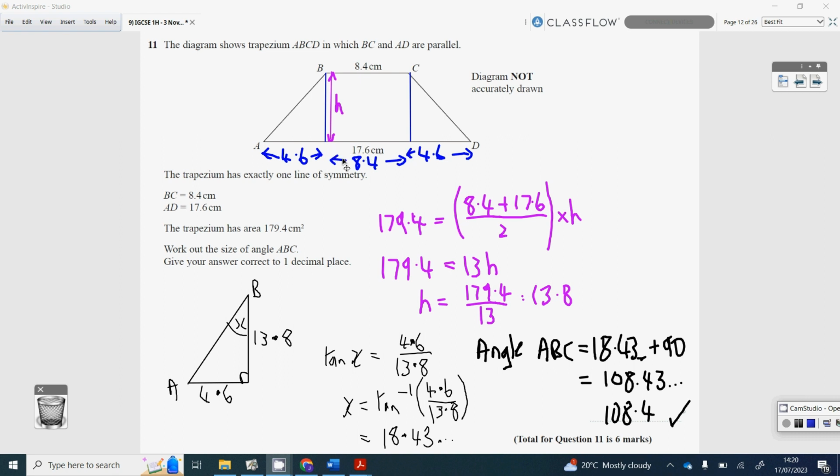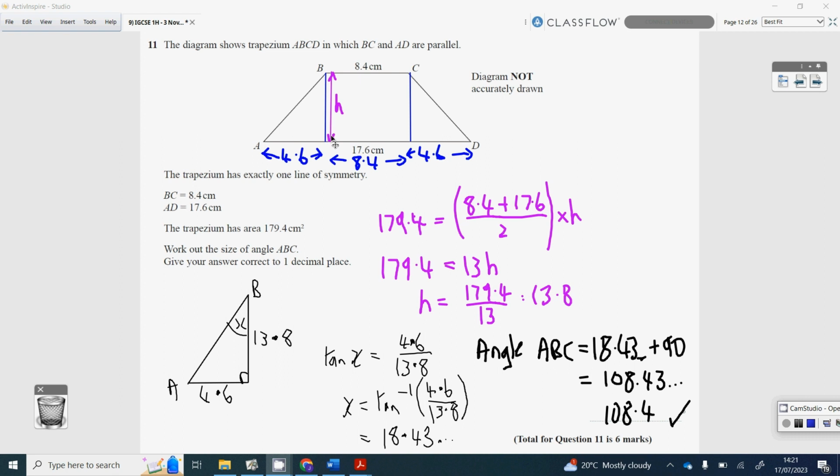And then whatever 17.6 take away 8.4 is, is split across these two lengths here. So I've done 17.6 take away 8.4 equals, that's 9.2. Divide that in half, so we've got our 4.6 and our 4.6. So I'm now just going to focus on this triangle here. And I know my base is 4.6. And I'm going to need to work out what this height is.